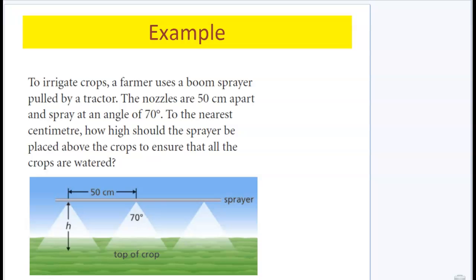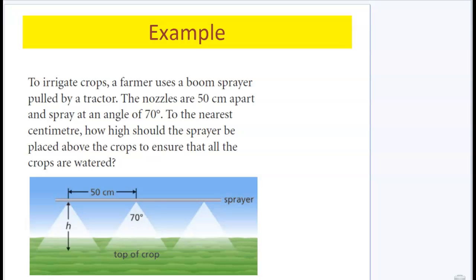To conclude section 2.6 on applying trigonometric ratios, we'll look at a few more application questions. So in this example, irrigation crops, a farmer uses a boom sprayer pulled by a tractor. The nozzles are 50 centimeters apart and spray at an angle of 70 degrees. To the nearest centimeter, how high should the sprayer be placed above the crops to ensure that all the crops are watered?